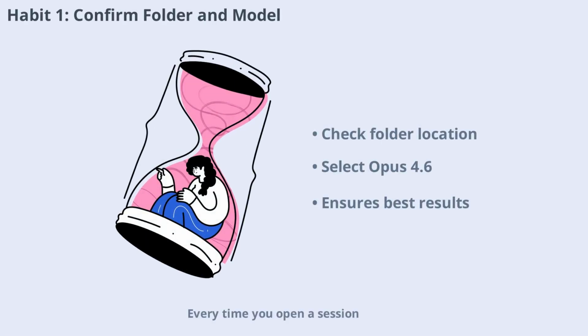Every time you open a session, double-check that you're pointing at your Claude Cowork folder and have selected the Opus 4.6 model. This small habit ensures you're always working with the right context and the most capable AI model. It only takes a few seconds, but makes a big difference in your workflow.